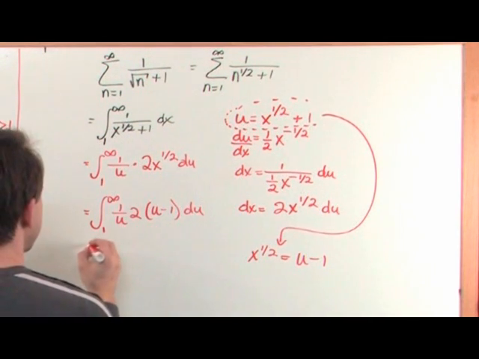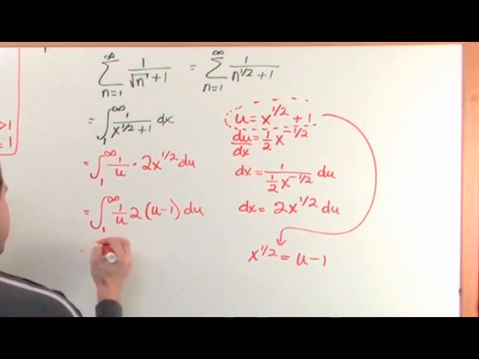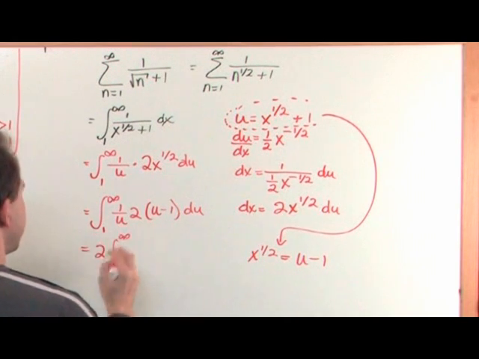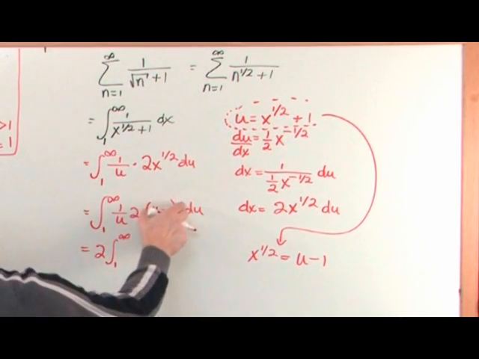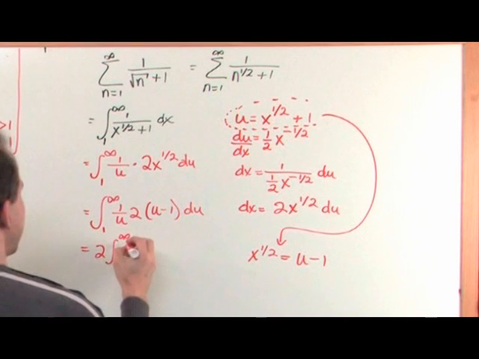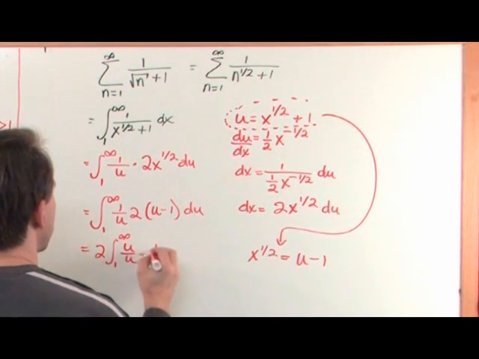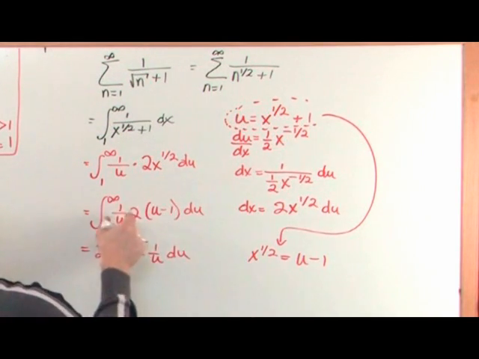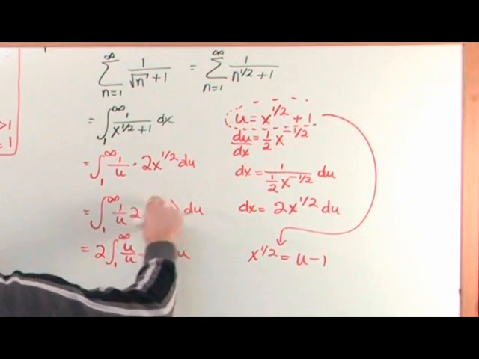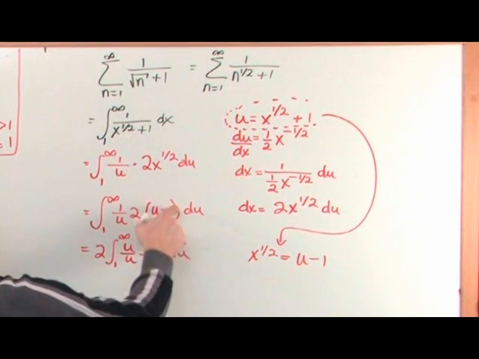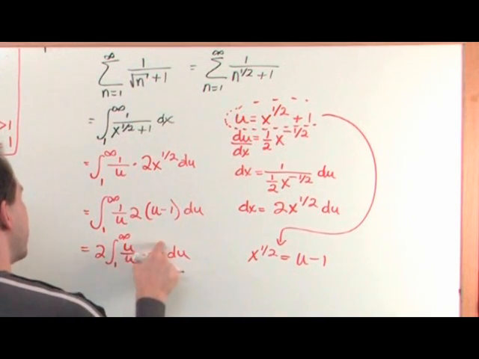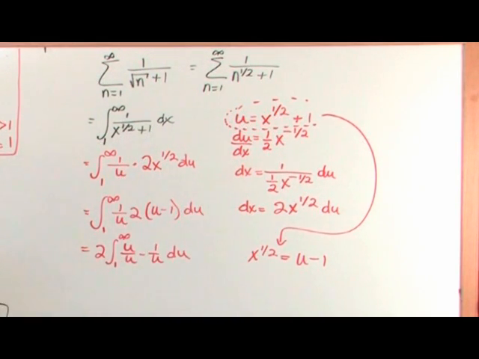Okay? So this is going to be equal to 2 times the integral from 1 to infinity of u minus 1 over u. And so I'm going to write that as u over u minus 1 over u du. Make sure you understand that. All I did was you have u minus 1 over u. So the first term, I can break the fraction up and say it's u over u minus 1 over u. And if you're not quite convinced of that, go ahead and add these fractions back up. u minus 1 on the top, u on the bottom, because I have a common denominator.